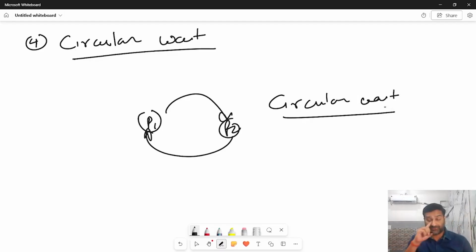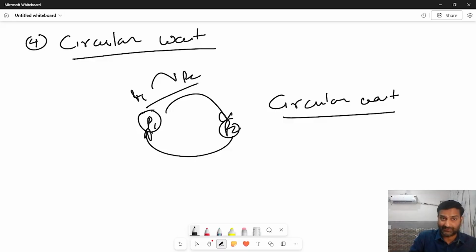Now the question is, does this circular wait include all those three conditions which we have already discussed? Yes, it may include mutual exclusion, because if there is no mutual exclusion, there is a chance of circular wait. Hold and wait: maybe P1 is holding some resource R1 and waiting for R2, so there is a situation of hold and wait. No preemption is also there. We are not able to preempt any resources, either R1 or R2, and that's why there is a circular wait situation.